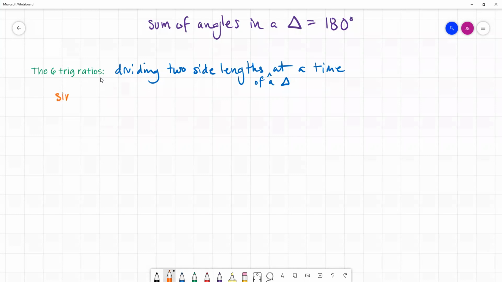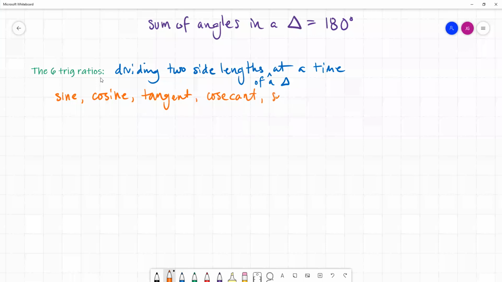We have sine, S-I-N-E, cosine, tangent, okay, and then we have cosecant, secant, and cotangent. Okay, those are the 6 trig ratios. Those are the 6 combinations of side lengths, just named. So these are their official names, okay?